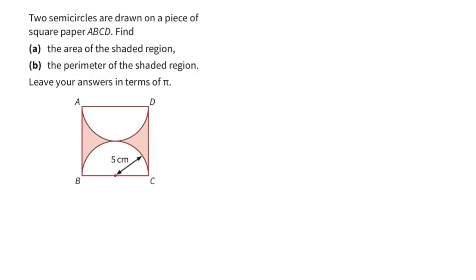Hello everyone, welcome to this question where we are given 2 semicircles that are drawn on a piece of square paper, ABCD. We are also given the radius of the semicircle.